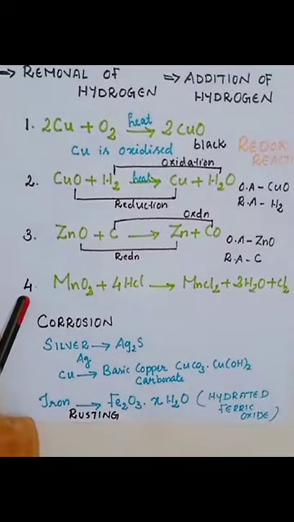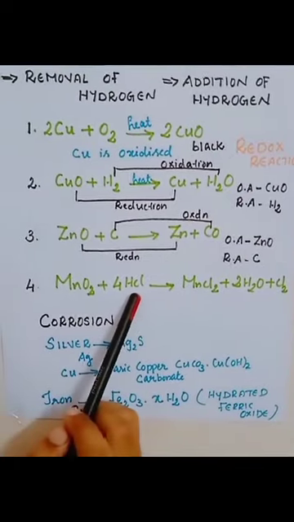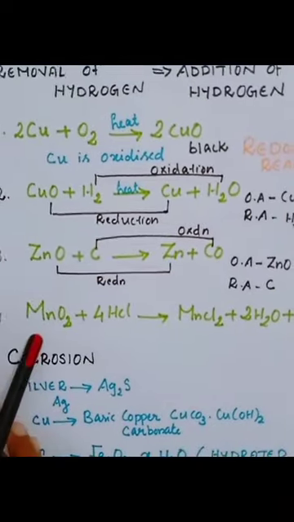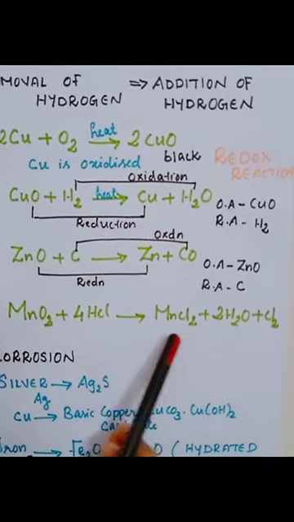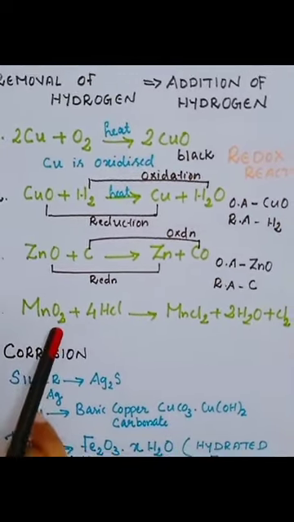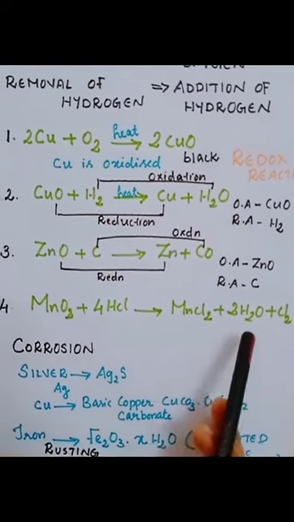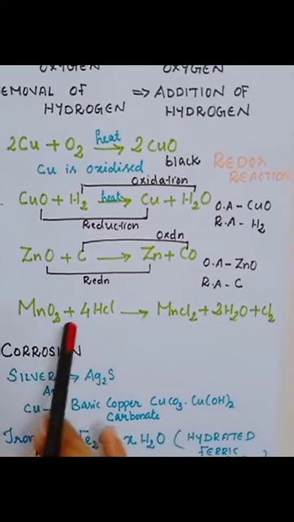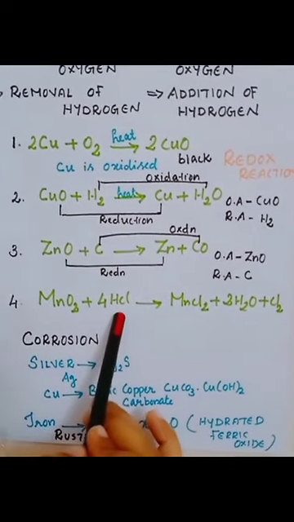Similarly, now in the fourth example, magnesium oxide and hydrogen chloride combine to form magnesium chloride, water and chlorine. Here also you can see oxygen is removed from magnesium. Therefore, magnesium oxide undergoes reduction. And hydrogen chloride is converted to H2O. Therefore, hydrogen chloride undergoes oxidation. So, this is also an example for redox reaction.